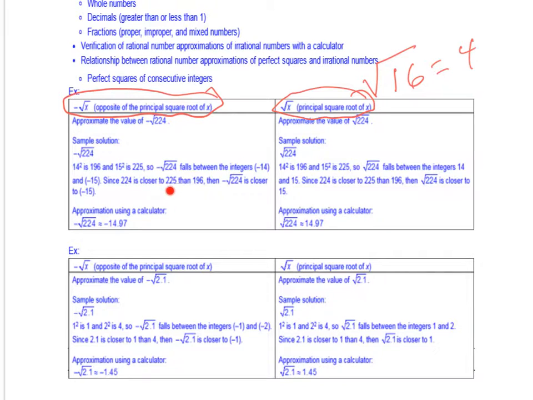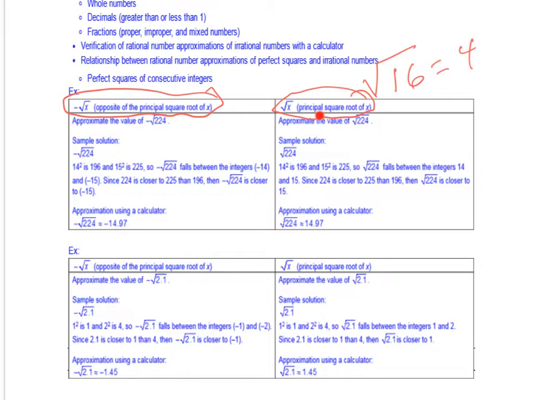Since 224 is closer to 225 than to 196, the negative square root of 224 is closer to negative 15. If you took your calculator to approximate, you would get negative 14.97, which is definitely close. But we could have looked at that and made that approximation. So this is when we're looking at the opposite principal root of a number.